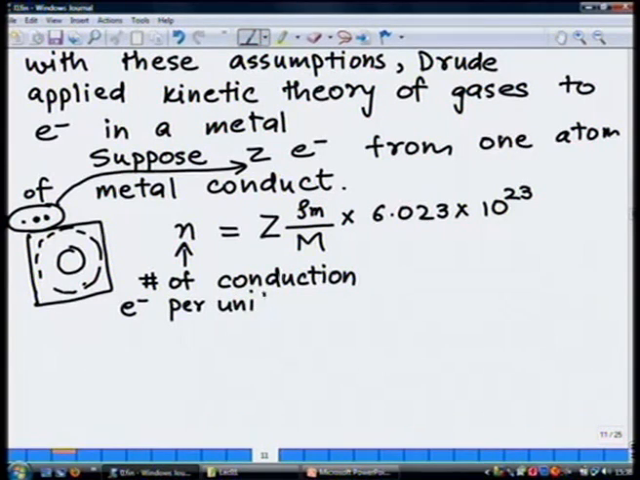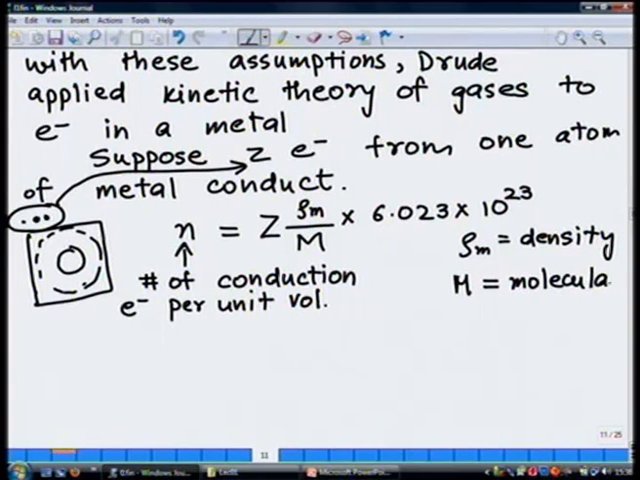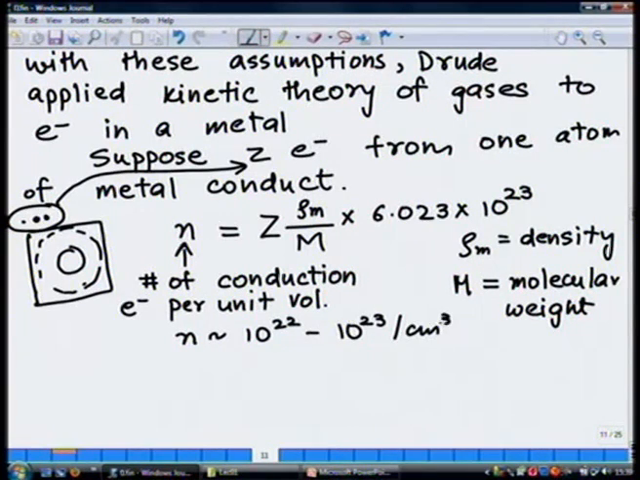So, n is the number of conduction electrons per unit volume in a metal, and of course rho m is density and m is molecular weight. So, this is the number of electrons that are going to conduct in case of Drude's theory. These numbers you can plug in values. I will show one case eventually. So, n typically will vary between 10 to power 22 to 10 to power 23 per centimeter cube of metal. Therefore, this is the number of electrons that are there for conduction.